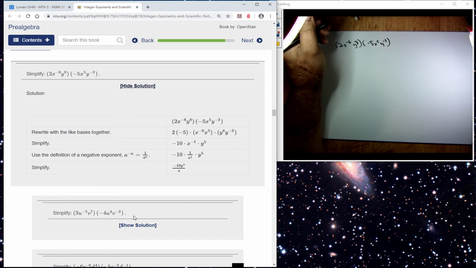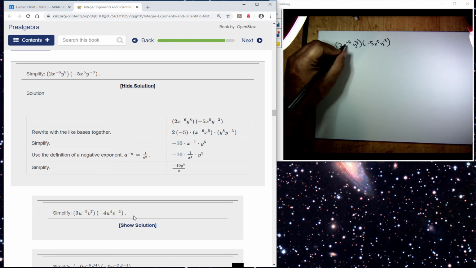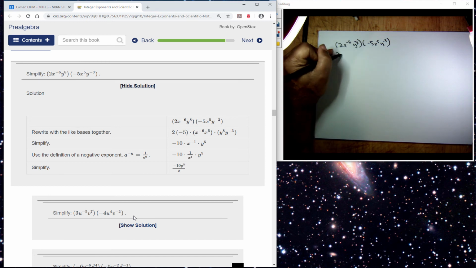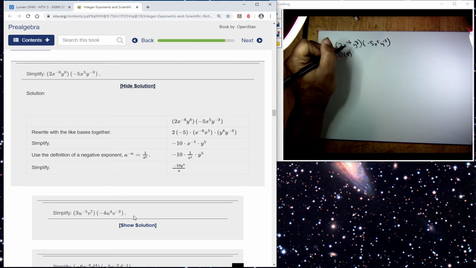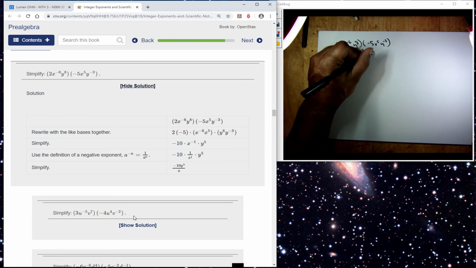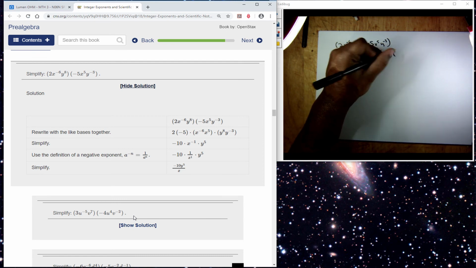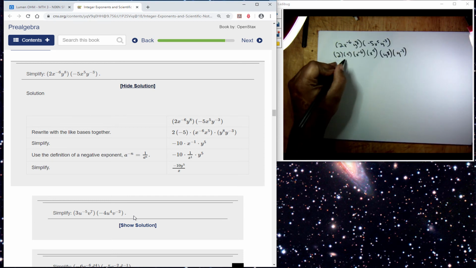So I'm multiplying. I can get my like bases next to each other. These are both numbers, so I can put them next to each other, 2 times 5. Then I can get my x terms next to each other: x to the minus 6 times x to the fifth. Then I get my y terms next to each other: y to the eighth, then I have y to the minus 3. So 2 times 5 is going to be 10.